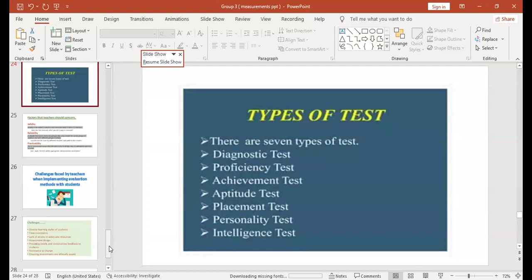Next type is personality test. This test is designed for assessing some aspects of an individual's personality. My last one is intelligence test. Intelligence test measures the mental ability of an individual, the ability to judge, comprehend, and reason.